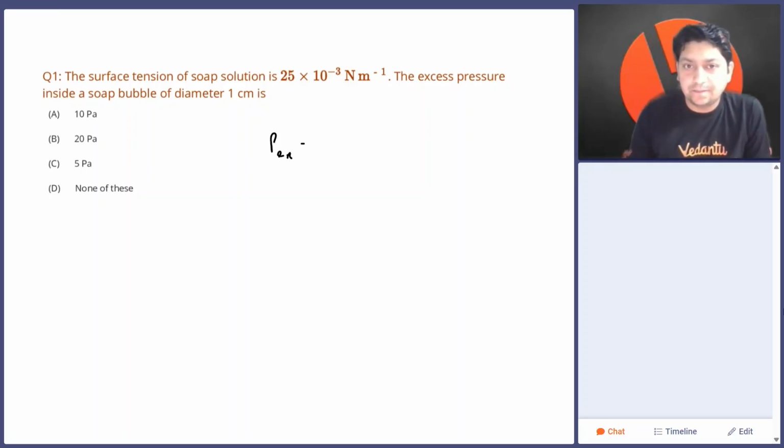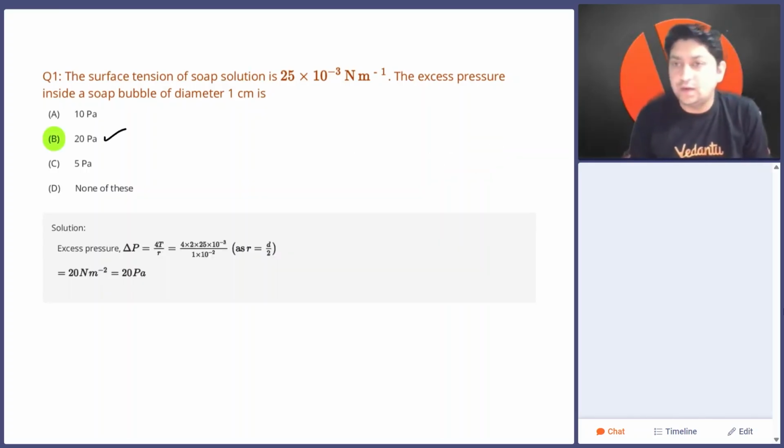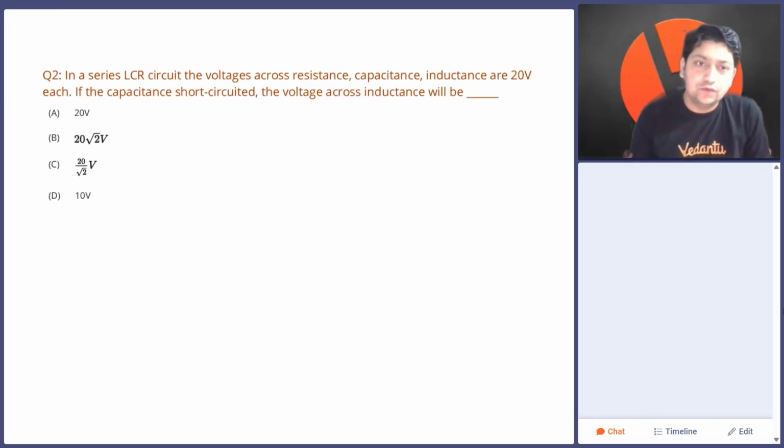Excess pressure in the case of a bubble is given by 4T by R. Here, you just need to put the values and you can calculate it very easily. R will be 0.5 into 10 raised to power minus 2. Now you can calculate it and the answer you will get will be 20 Pascal. Okay, let's move to the next question.